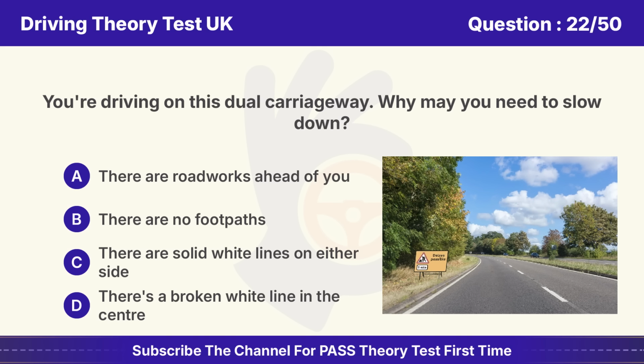Question 22. You're driving on this dual carriageway. Why may you need to slow down? Option A. There are roadworks ahead of you. B. There are no footpaths. C. There are solid white lines on either side. D. There's a broken white line in the center.